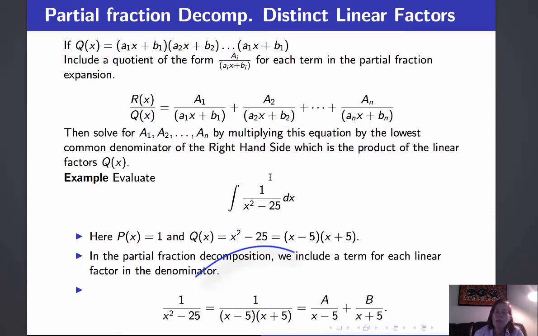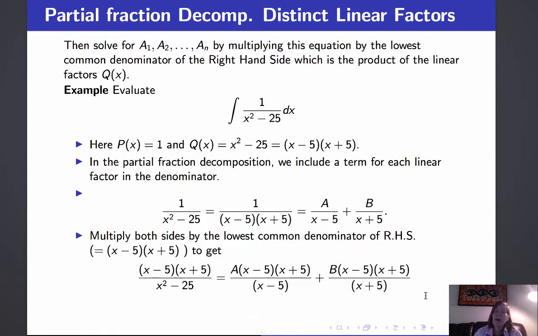I have my rational function 1 over x squared minus 25 equal to a over x minus 5 plus b over x plus 5. When I have a small number of factors, I can just use different letters from the alphabet for the constants. So I'm saying that 1 over (x minus 5)(x plus 5) is a over x minus 5 plus b over x plus 5. And my job now is to find values for a and b and then integrate these two terms.